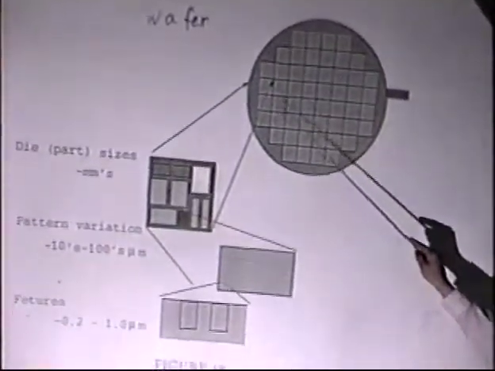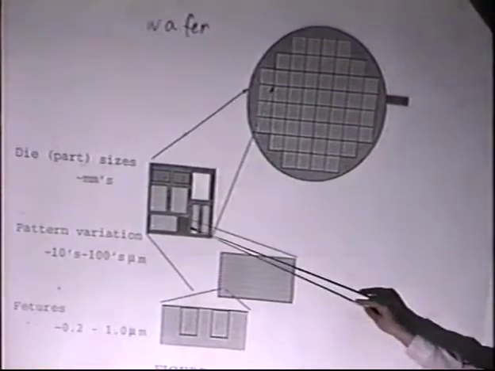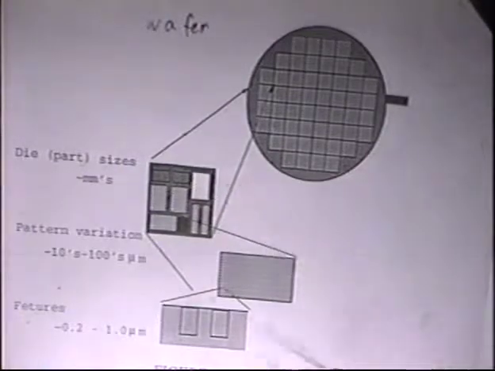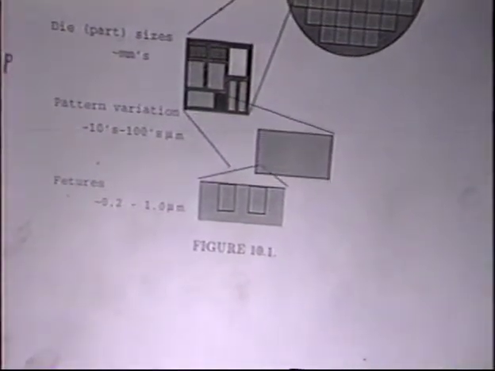This is 10 centimeters. This will be, say, a centimeter size. This is 10 to 100 microns. So on. This finally comes to 10 to the minus 6. So from 10 centimeters, which is 10 to the minus 1 of a meter, to 10 to the minus 6, 5 orders of magnitude.